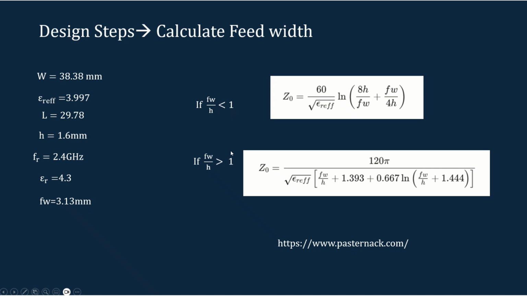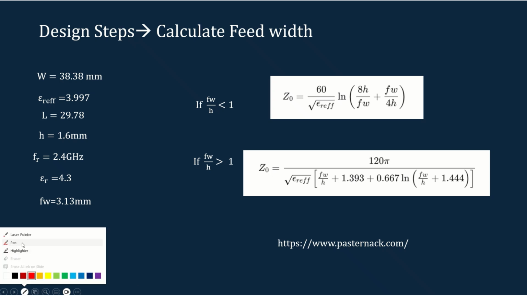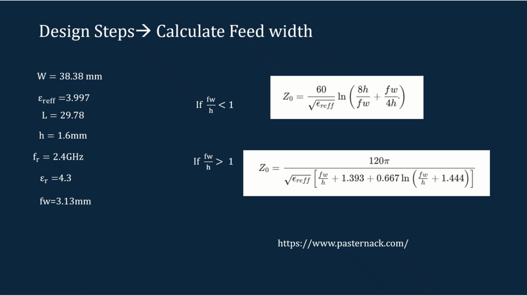So there are two equations based on these parameters. If the feed width by height is less than 1, you have to use this equation to calculate the characteristic impedance, and if it is greater than 1, you have to use this equation. So in our case, our purpose is we have to find out this FW. So FW is the unknown parameter here.